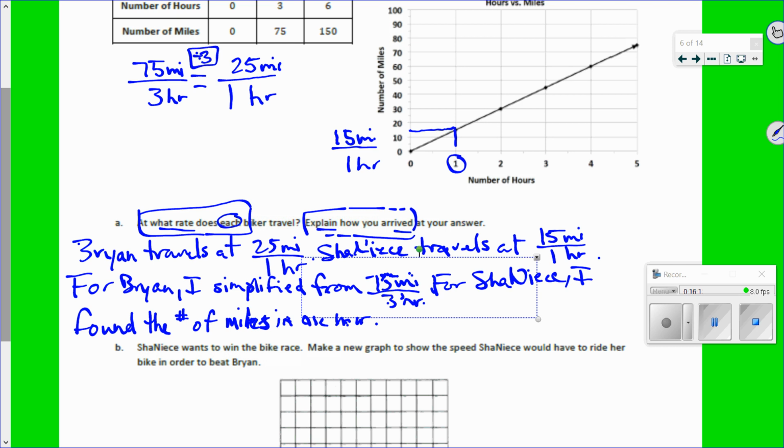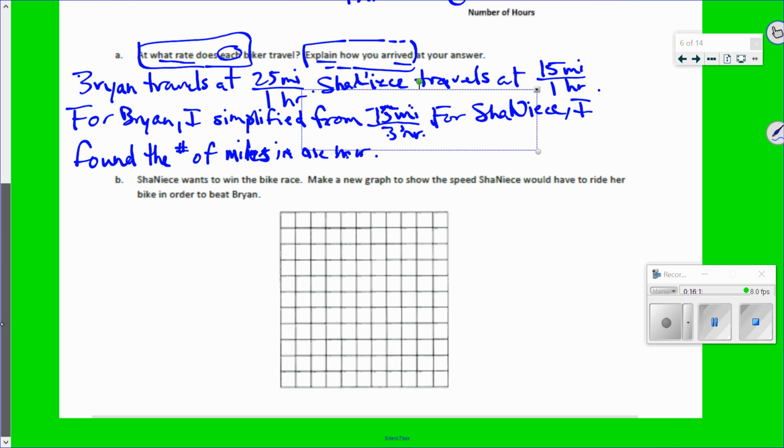So now on the next one, Shanice now wants to win the bike race. So I'm going to make a new graph to show the speed Shanice would have to ride her bike in order to beat Brian. So here's our task. We're making a new graph. So to make a new graph, what's the first thing I need to do?